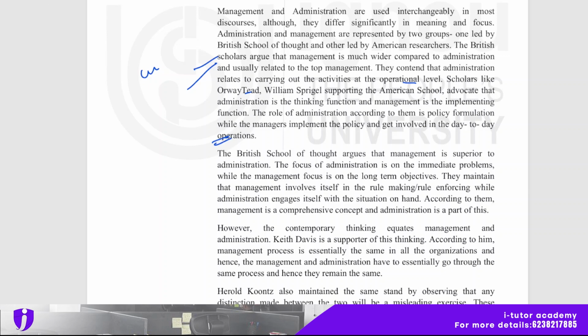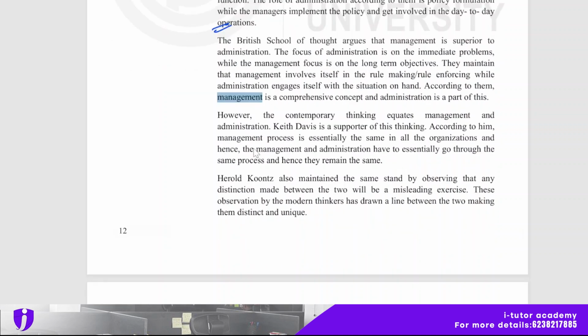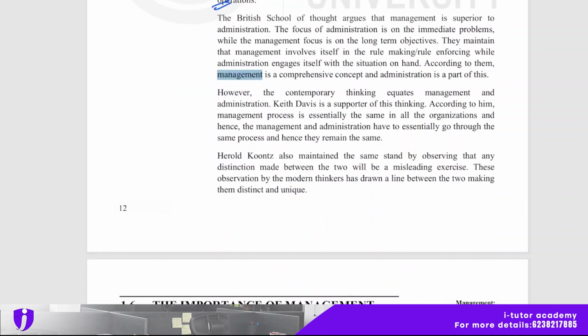The British school of thought argues that management is superior to administration. The focus of administration is on the immediate problems, while the management focus is on the long-term objective. They maintain that management involves itself in rule making or rule enforcing, while administration engages itself with the situation on the one hand. According to them, management is a comprehensive concept and administration is a part of this.